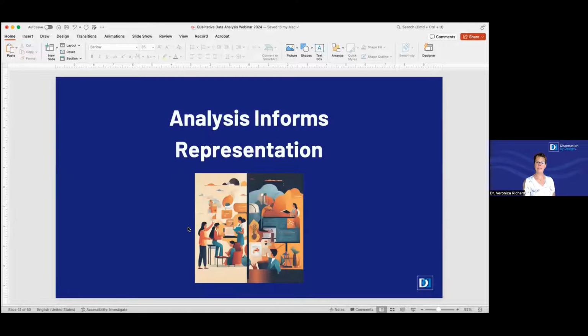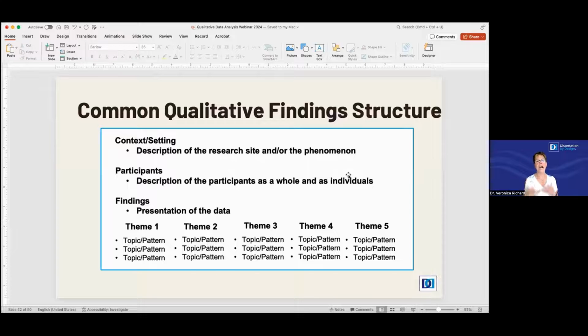All right, so there's that. And then the last part of the presentation really has to do with our writing. And so how does our analysis inform our representation of the data? And I would say in every way it does, as well as the research design again. So let's take a look at the most common structure.